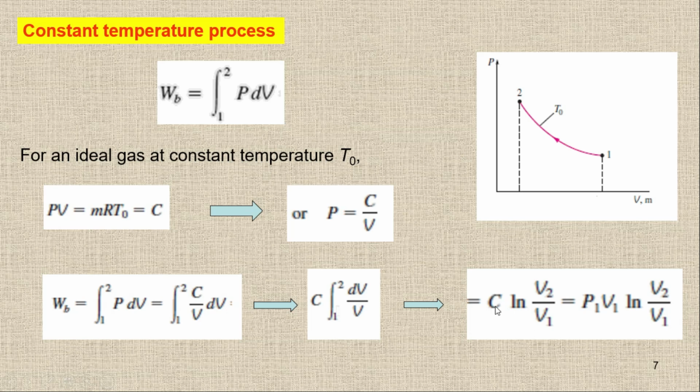And what is C? C is a constant value, which is PV. So it will be either P1 V1 or P2 V2. I can write P1 V1 ln V2 upon V1, or I can write P2 V2 ln V2 upon V1. Remember, if it is 1, it should be 1. So you have to use the same numbers, the values at the same state, either state number 1 or state number 2. So in this way, I can solve for the constant temperature process.